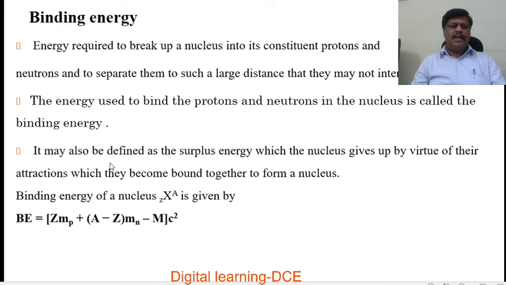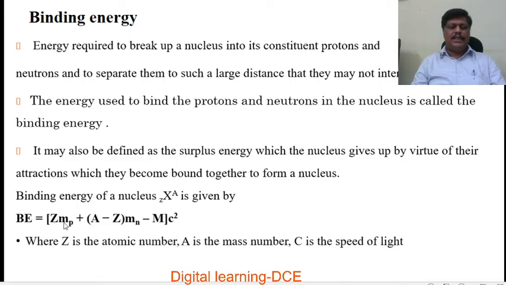So binding energy may also be defined as the surplus energy which the nucleus gives up by virtue of their attractions when they become bound together to form a nucleus. The binding energy of a nucleus of ZXA is given by binding energy = [Z Mp + (A − Z) Mn − M] c², where Z Mp + (A − Z) Mn − M is the mass defect.